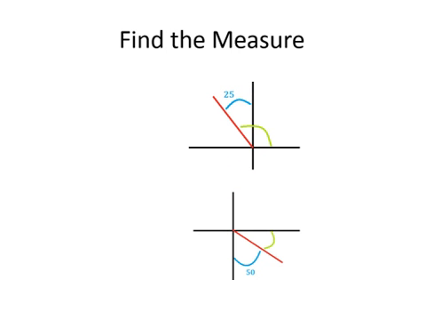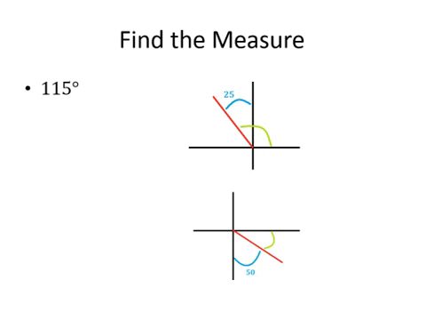Take a second and find the measure of the green part. For the first one, we take 90 degrees and then we have 25 more. So it's 90 plus 25, which makes it 115 degrees.